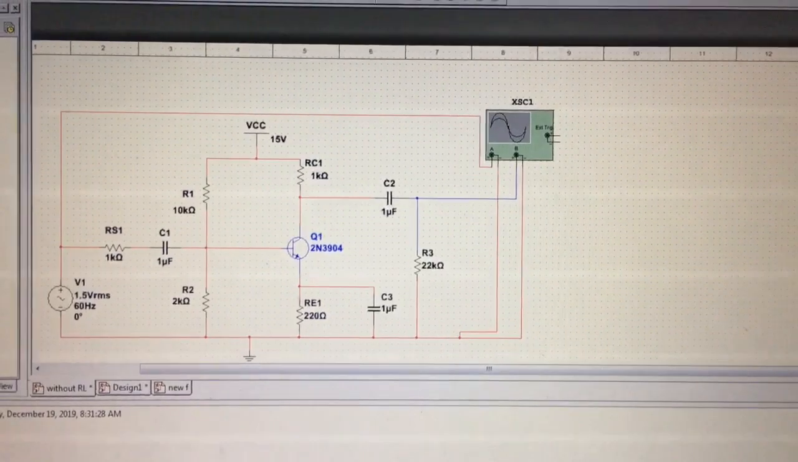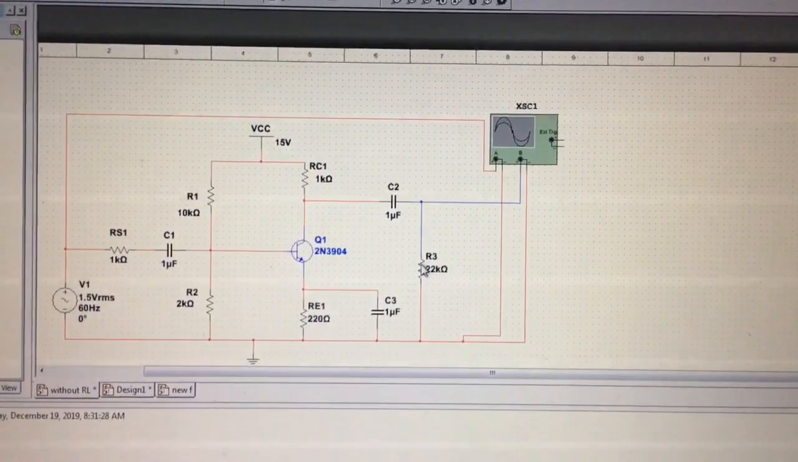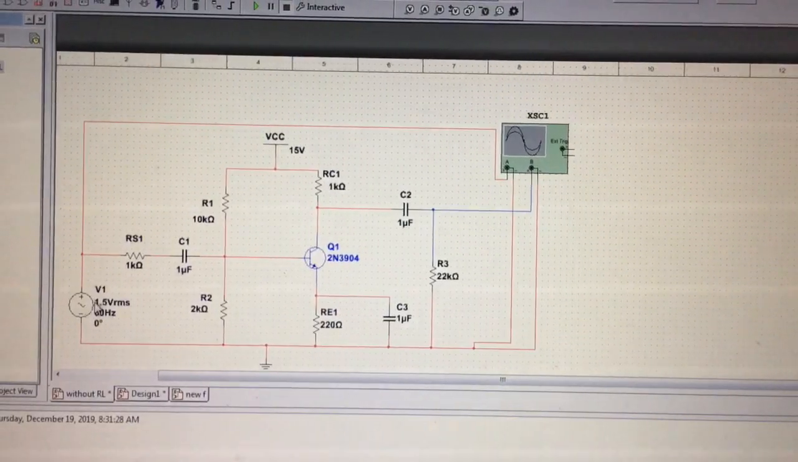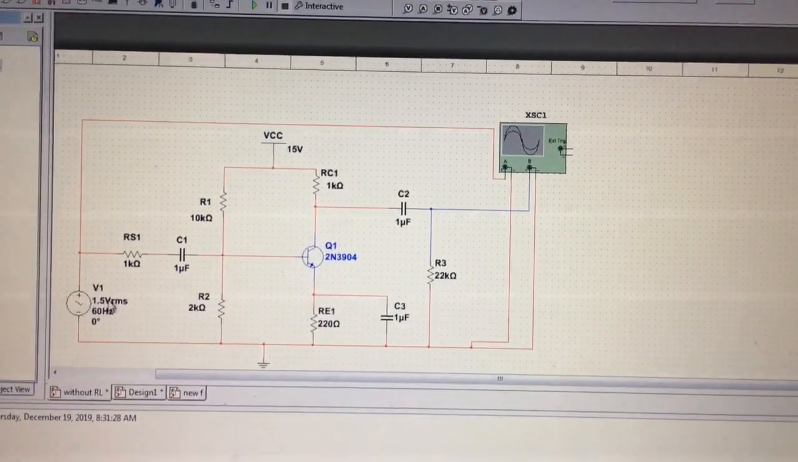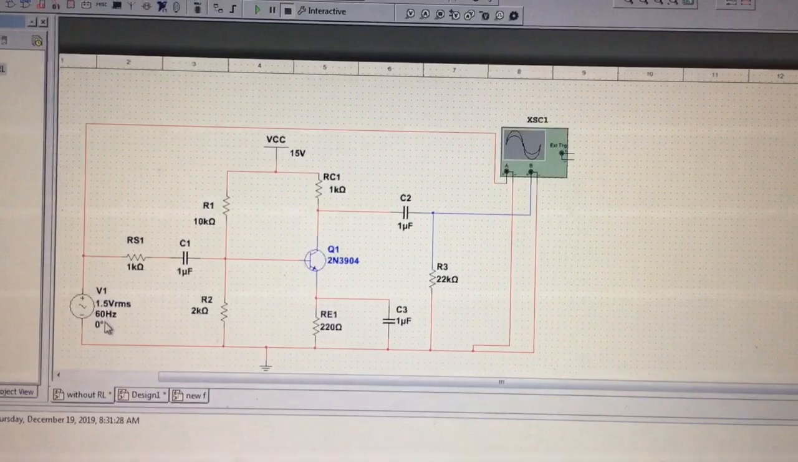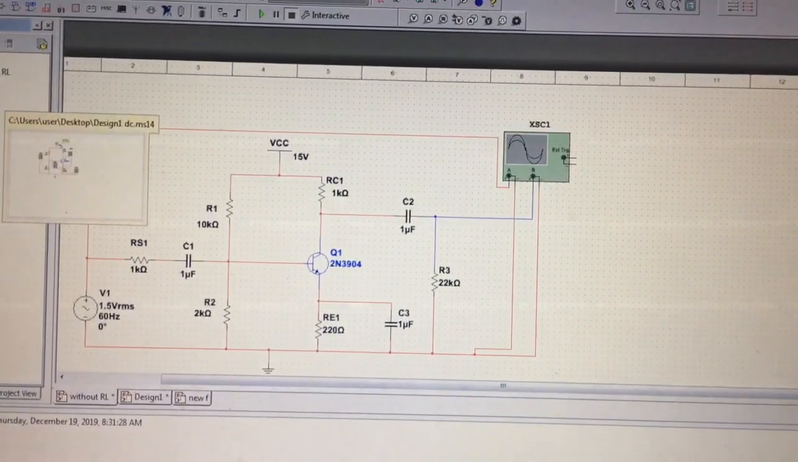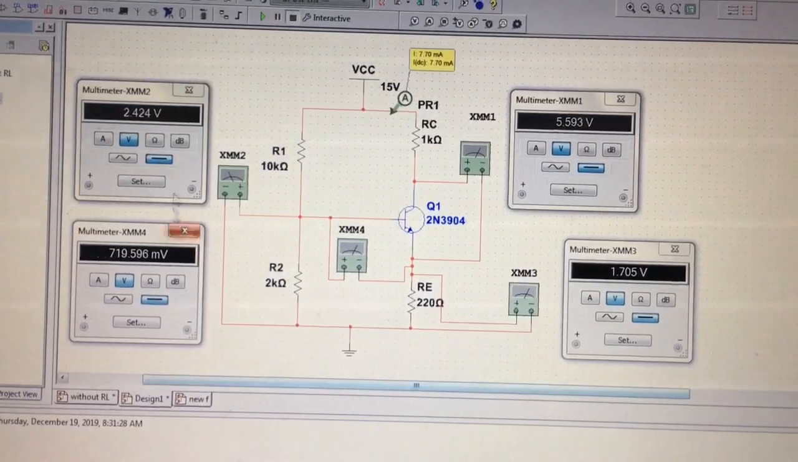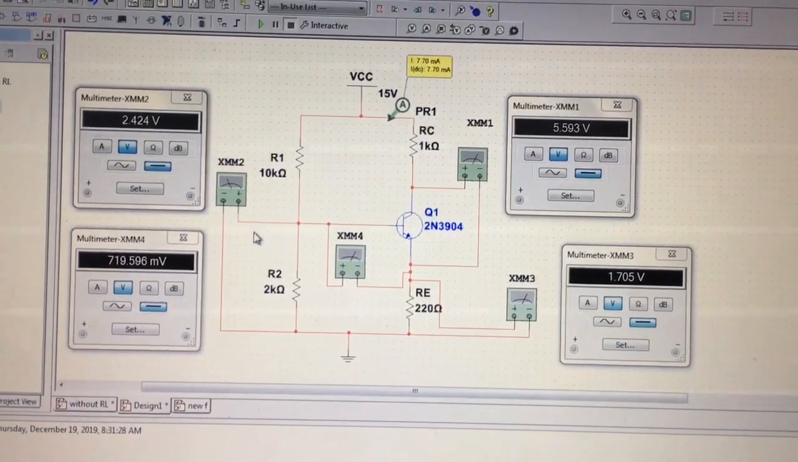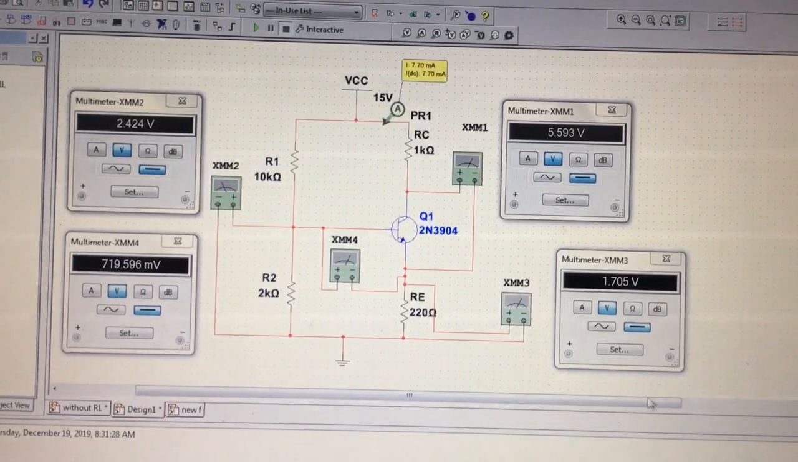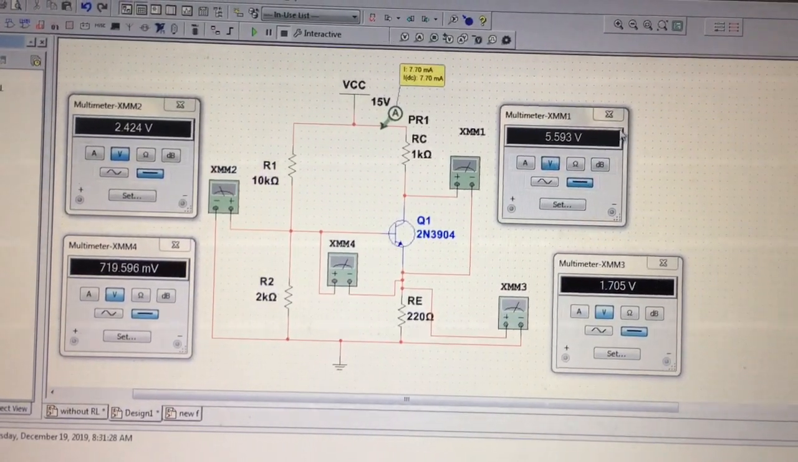This is our real circuit with RL 22 kilo ohm and 1.5 VRMS with 60 Hz of frequency. And this is our DC analysis. For the DC analysis, the capacitor is open circuit, so there's no VRMS and Vin and the other components here.